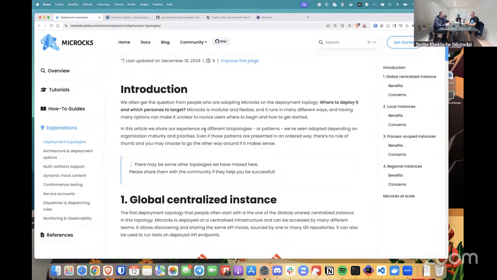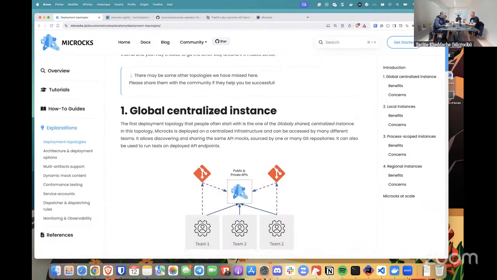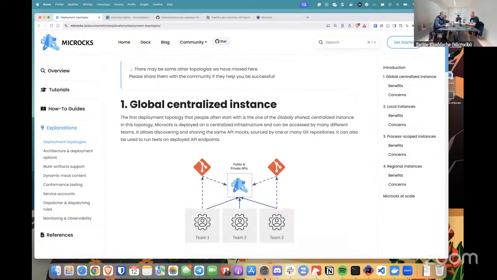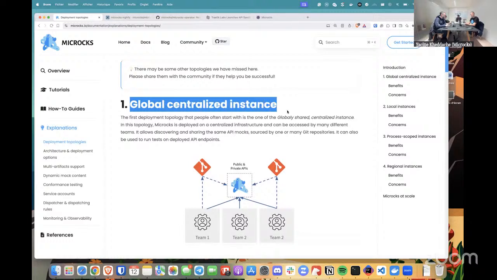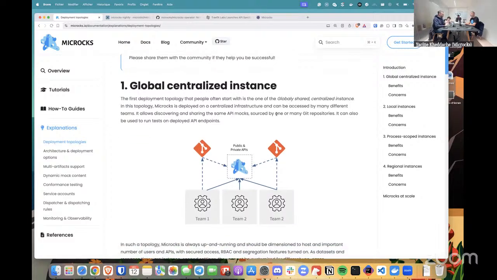And so we have identified 4 big patterns, and wanted to highlight them and explain the different pros and cons of each one. The first pattern is called the global centralized instance. Most of the time, I would say 80% of the time, most people are starting with this. One instance that is shared among different teams. That's also how the project started years and years ago. Exactly. Fully Kubernetes oriented, centralized deployment.